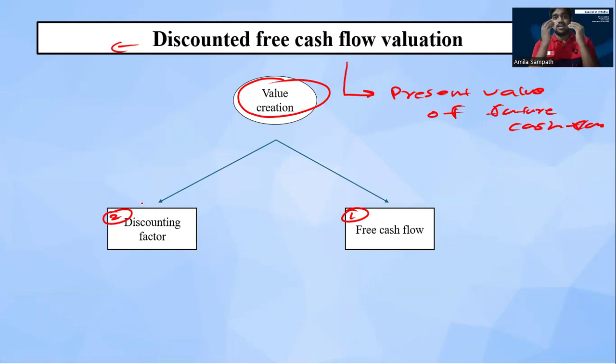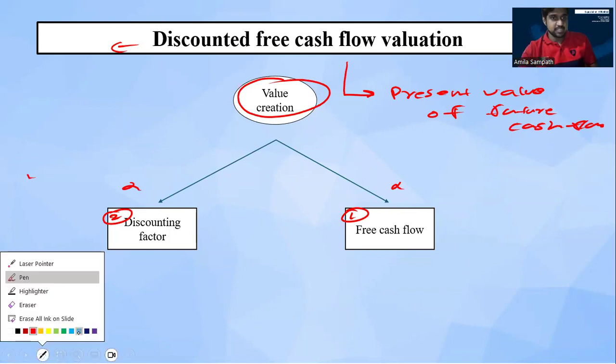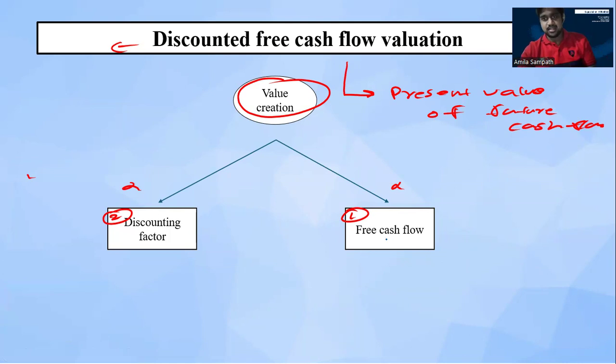Simply, under the discounted free cash flow valuation method, the value of the business we derive mainly based on the free cash flow and the discounting factor. Then simply we can define free cash flow as what? It's about the cash flow. Then simply it is a cash flow.